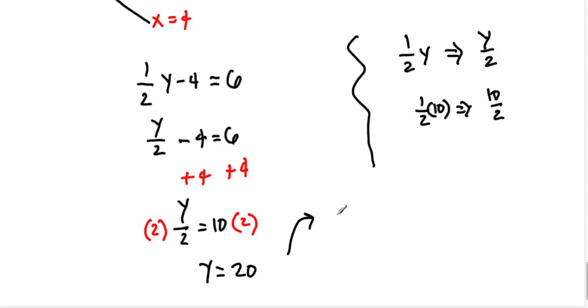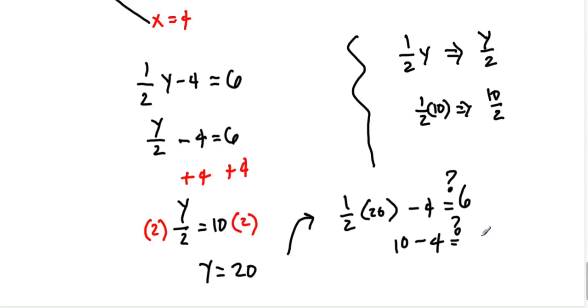And if you want to check if our answer makes sense or not, we simply substitute 20 into our original problem. So 1/2 of 20 minus 4, is it equal to 6? So 1/2 of 20 is 10 minus 4, is it equal to 6? And yes, it is. 6 is equal to 6. The sentence is true. The solution is y is equal to 20.